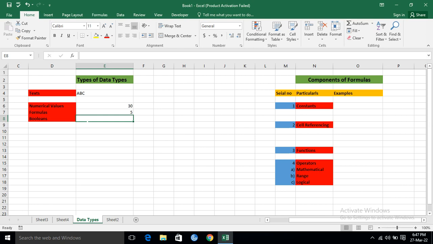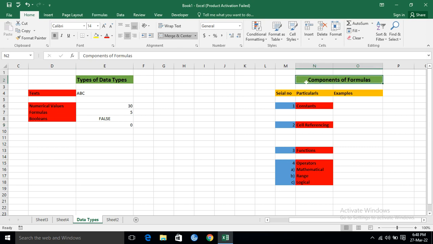Booleans, as you know, means true or false. But in Excel true means 1 and false means 0. So suppose if I write this true over here, and if I select these cells and then multiply into 1, see this gives me answer of 1 because 1 into 1 is 1. But if I do here false, see the answer is 0, because 1 into 0 is 0.